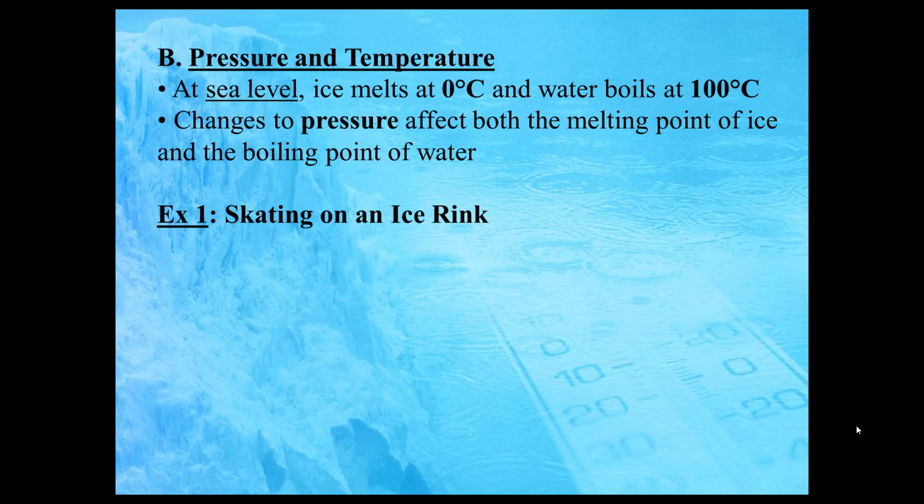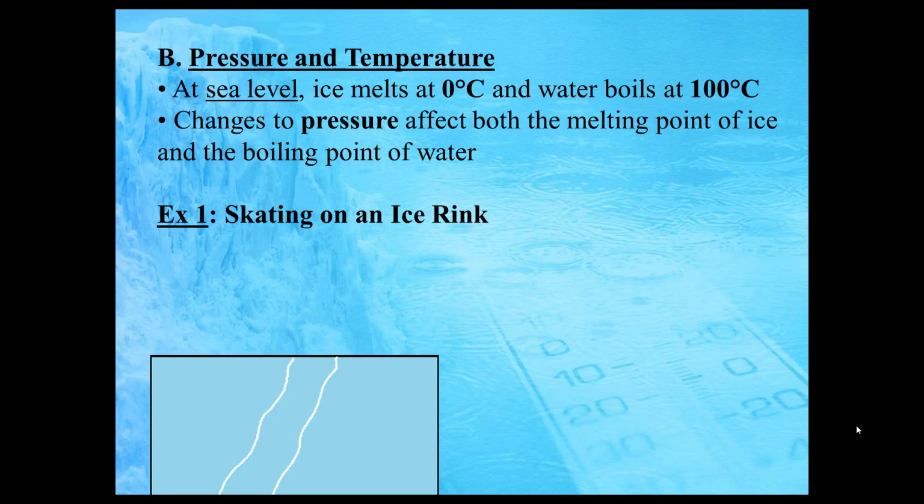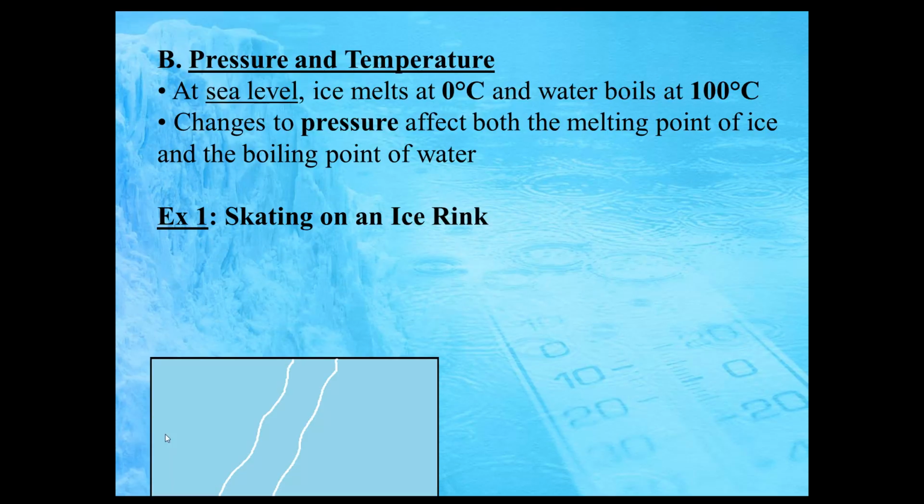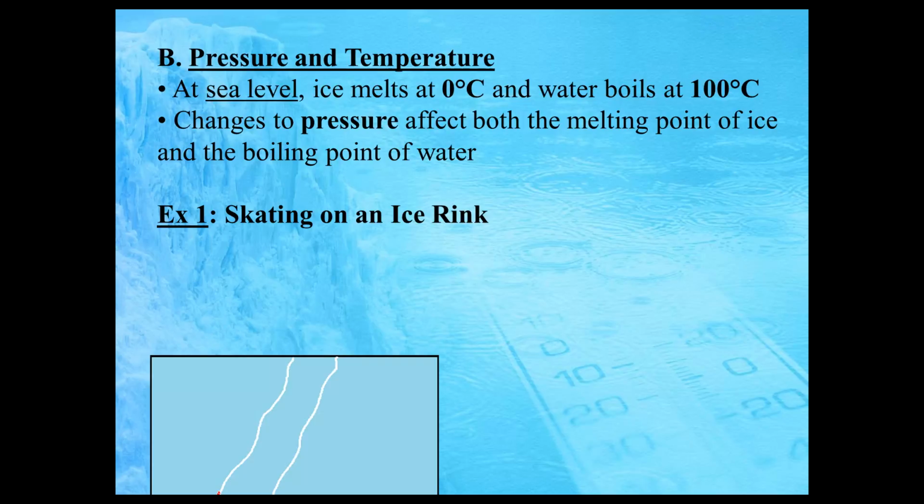A couple of examples of this. One, let's say you're skating on a sheet of ice. So this blue block is a sheet of ice and have these little tiny white squiggly lines. These white squiggly lines would just represent the trail that follows behind after you skate across the ice.